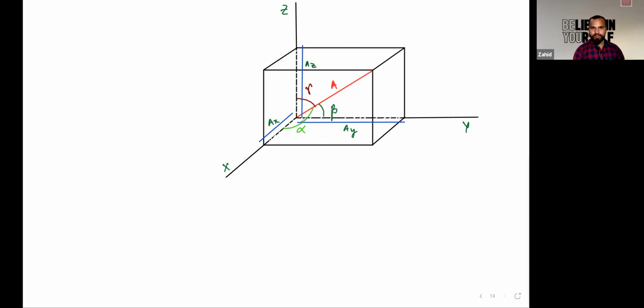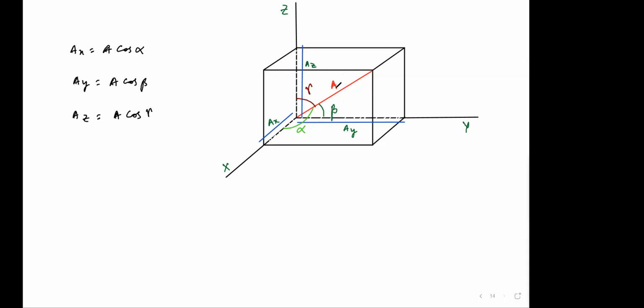So according to the last rule, if you have a vector and we have to calculate its component adjacent to this particular theta, it will be A times cos theta. Similarly, along the y-axis, we have theta as beta, so ay is equal to A times cos beta, and similarly az is equal to A times cos gamma. Is it clear? Yes, sir.